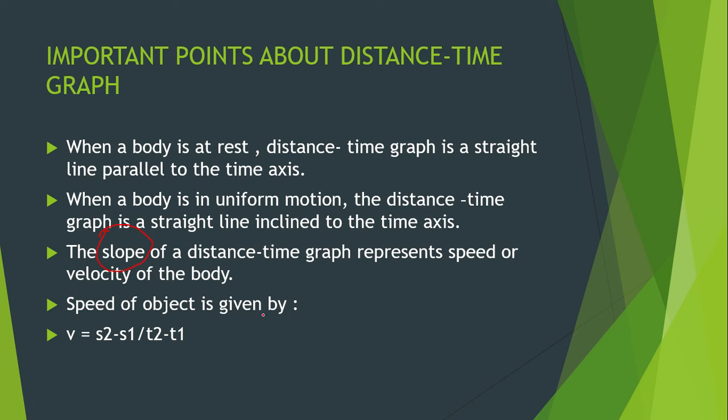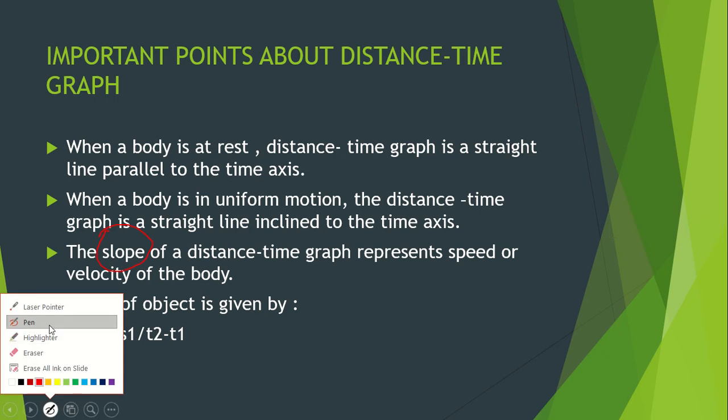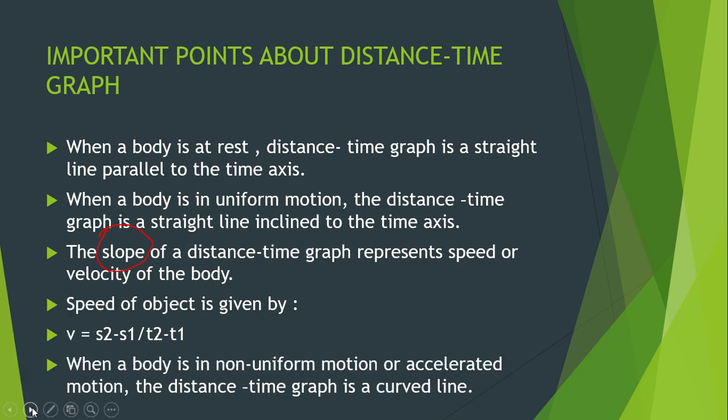Then the speed of the object is given by v equals S2 minus S1 divided by T2 minus T1. S2 means the final distance travelled, and S1 is the initial distance travelled. Time T2 is the final time, T1 is the initial time. Next we are going to study that when a body is in non-uniform motion or accelerated motion, the distance time graph is a curved line, which you have already seen in the previous slide.